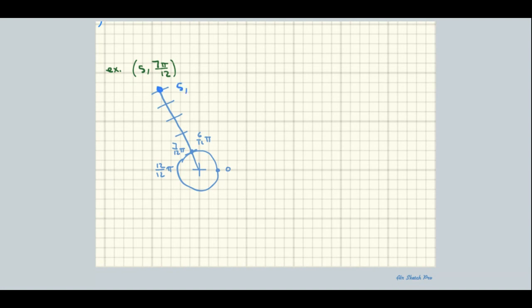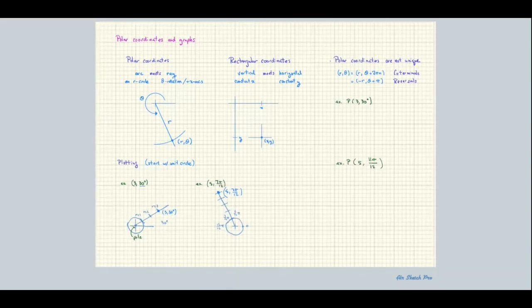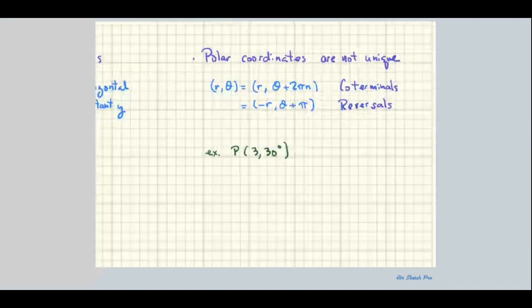Radius 5, angle theta, 7 pi over 12. Okay? So that gives us a couple examples on how to graph these. So your steps on this: draw a pole, draw a unit circle, draw a ray running through the unit circle at that angle, mark off the distance on the ray, and go from there.